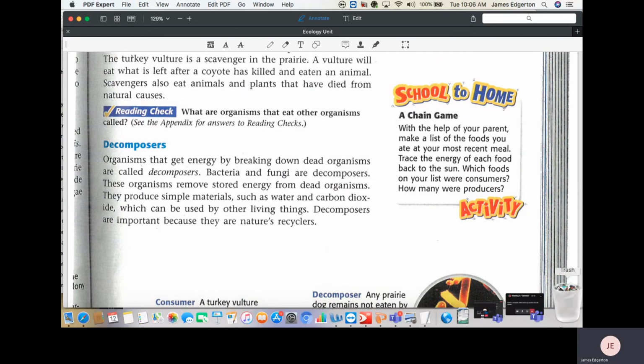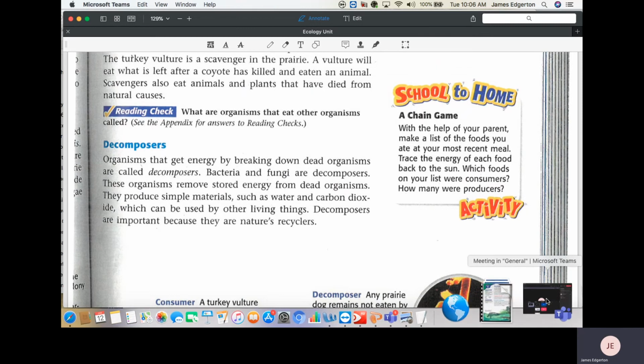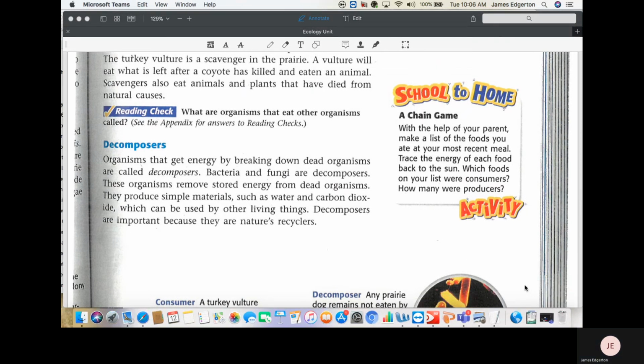So that is, in a nutshell, ecology and some of the major concepts that we're going to be talking about here. Make sure you guys understand these; I'm just kind of introducing them to you.